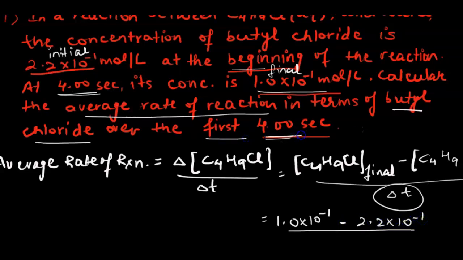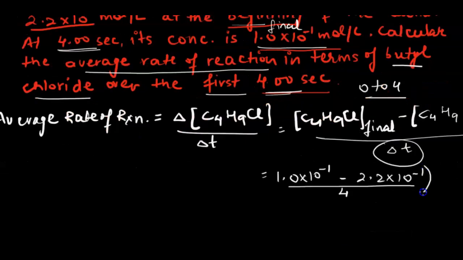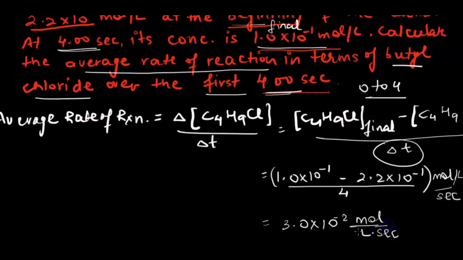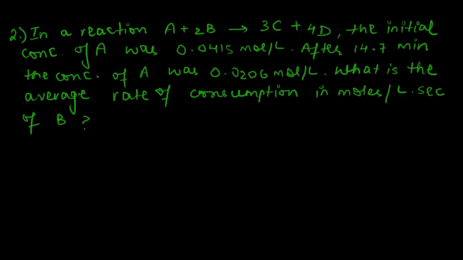Over the first 4 seconds means time is from 0 to 4 seconds, so the total time is 4. Because these concentrations are in moles per liter, we would write moles per liter here, and this is given to us in seconds, so we would write seconds here. When we put this all on the calculator, we get 3.0 times 10 to the power minus 2 moles per liter, and since we already have a second there, we would call it moles per liter per second. And this is how we find the average rate of reaction given the final and initial concentration of a particular compound. Let's take up the next problem.